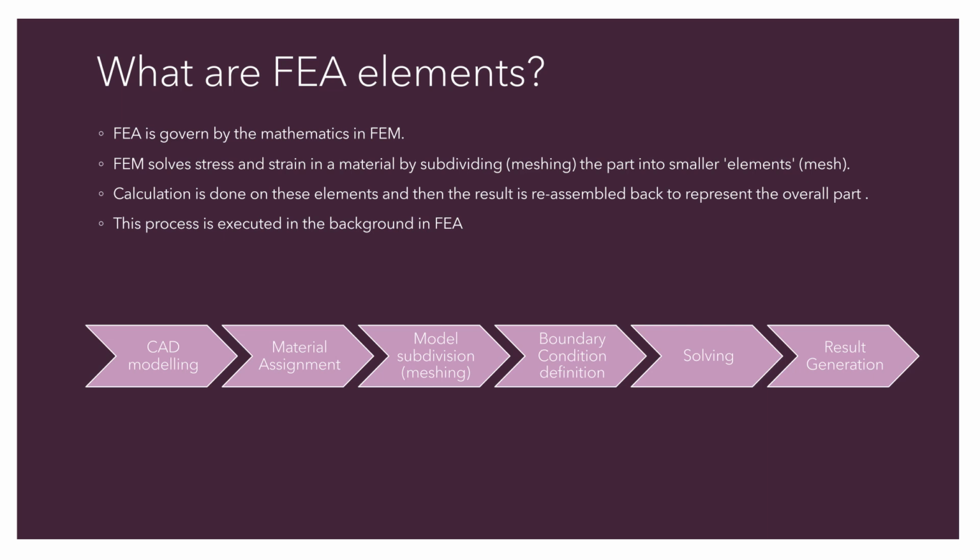By subdivision, it is easier for the computer to calculate the results for one element and then reassemble them afterwards to produce an overall result for the whole part. But this depends on the element count. The fewer the elements, the easier the computation, but the less accurate result you will get.